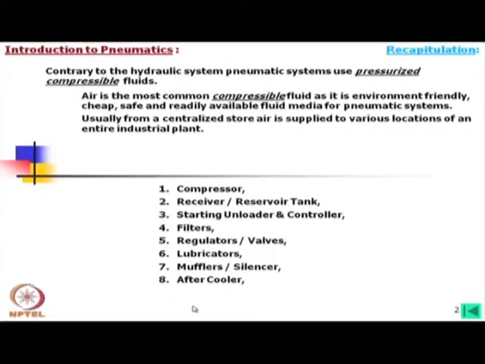Now, we need an after cooler. This after cooler is not after the utilization, in fact it is before the utilization, because when the air is being compressed, a lot of heat is generated. So, it needs to be cooled before being utilized for further work.